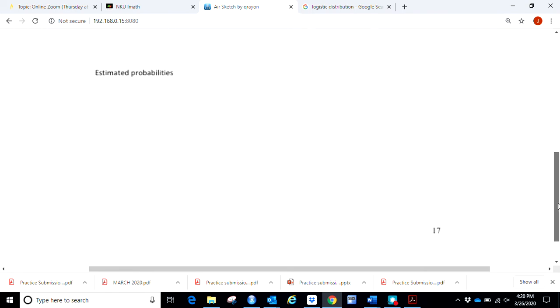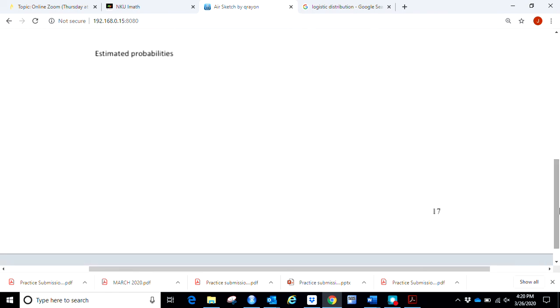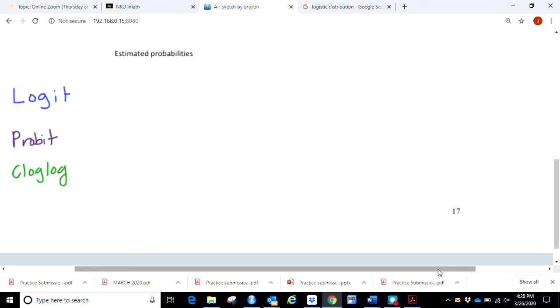We could then use these link functions to help us find some estimated probabilities. So we are going to do this when x is 20 and when x is 50. So we're going to have our Logit, our Probit, and our complementary Cloglog. And we're going to plug in x equals 20, and we'll plug in x equals 50.